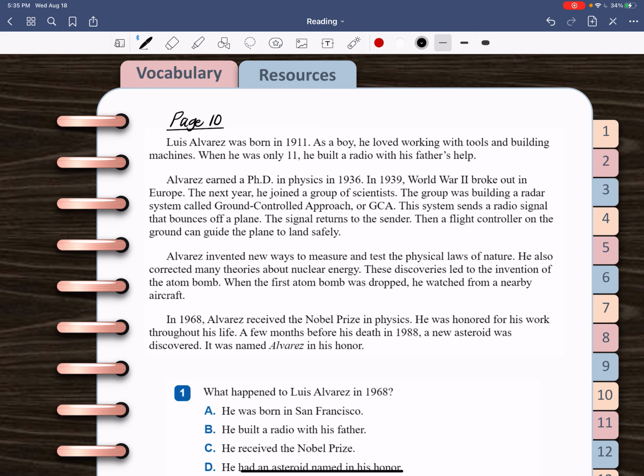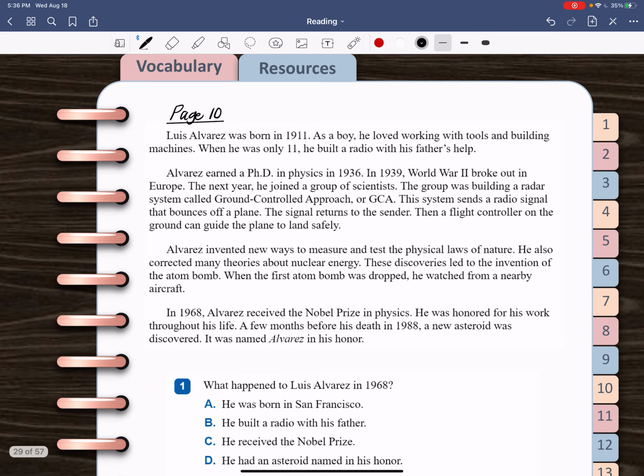In 1968, Alvarez received the Nobel Prize in Physics. He was honored for his work throughout his life. A few months before his death in 1988, a new asteroid was discovered. It was named Alvarez in his honor.